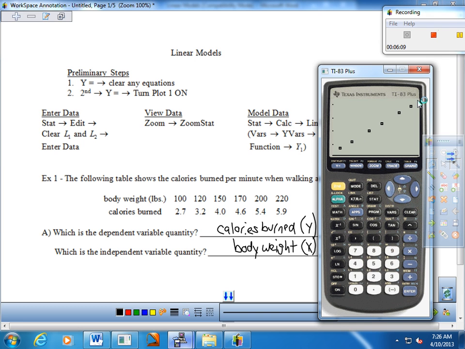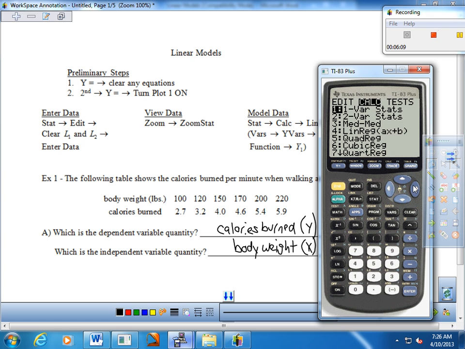And so what we now want to do is allow the calculator to come up with a particular linear model to best represent this data. And so that's our next piece. So let's go ahead and do that. Model the data is the key piece. So let's make sure we do this appropriately. So everyone hit Stat for me. Move it over to Calc.